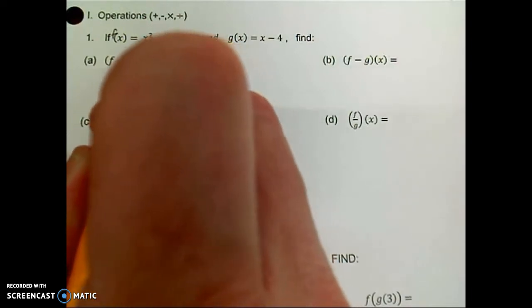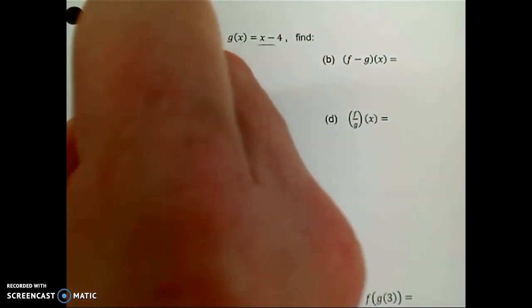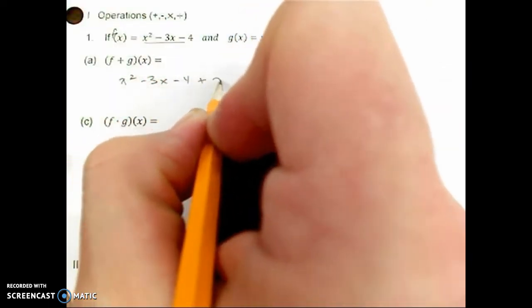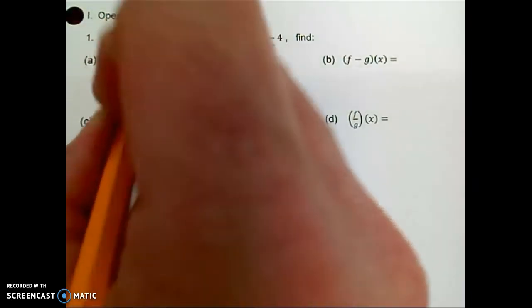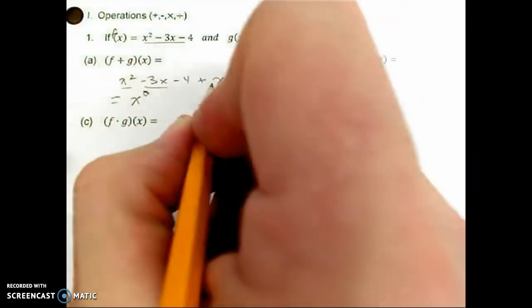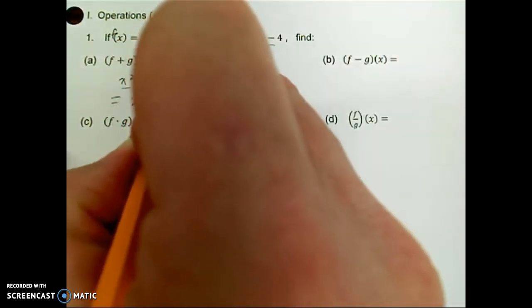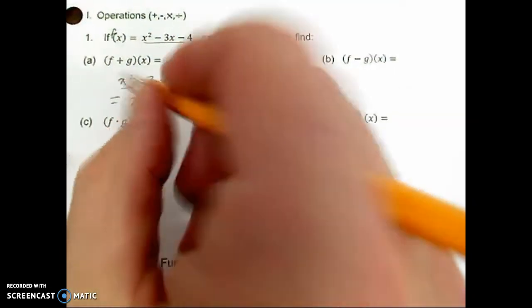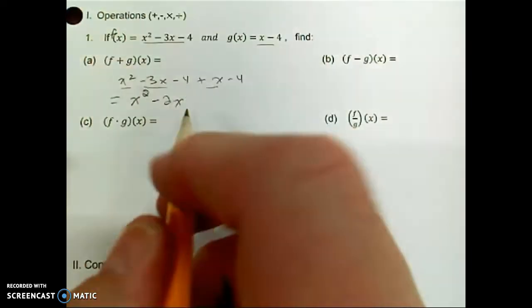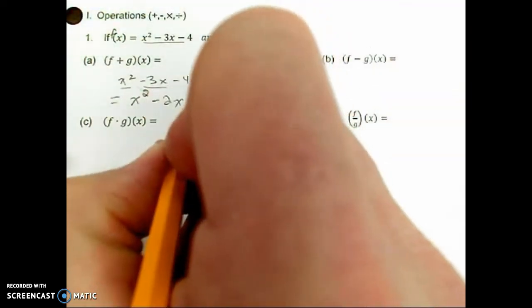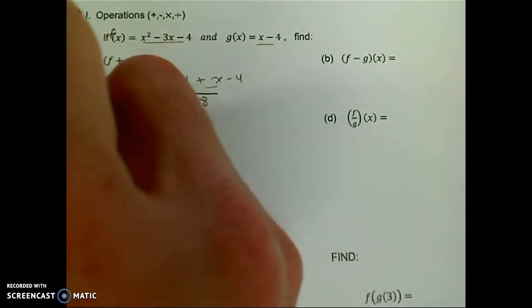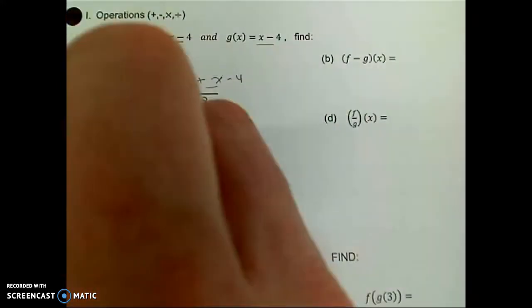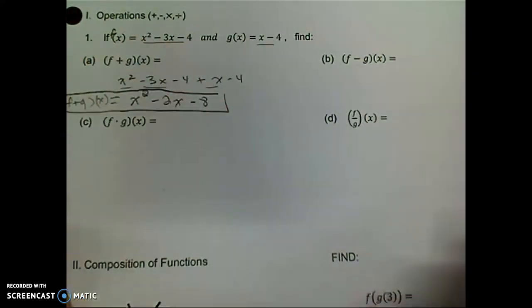So f plus g, I'm going to add these two together, x squared minus 3x minus 4 plus x minus 4. I'm combining like terms. X squared, I have a minus 3x and a plus x, that's minus 2x. A minus 4 and another minus 4, that's minus 8. So f plus g of x is x squared minus 2x minus 8.